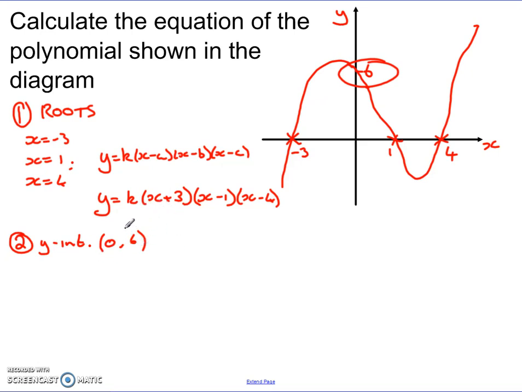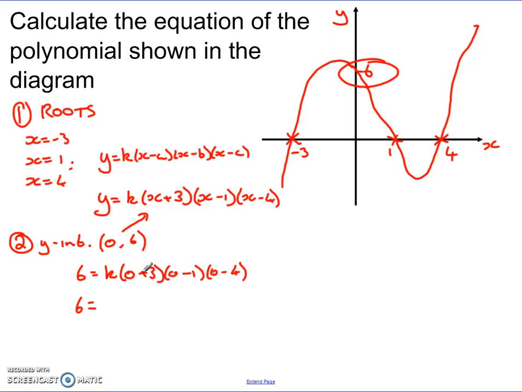Now, how do we use this to get k? Well, what we do is we substitute the values for x and y from this coordinate in, and that gives us an equation in k that we can solve. So we know y is 6 and x is 0. So I could say 6 equals k times, and put x is 0 in here, 0 plus 3, 0 minus 1, and 0 minus 4. Then we could just solve this. It's one variable. It's not even got a squared power. It's just a single variable. This is straightforward for us to solve.